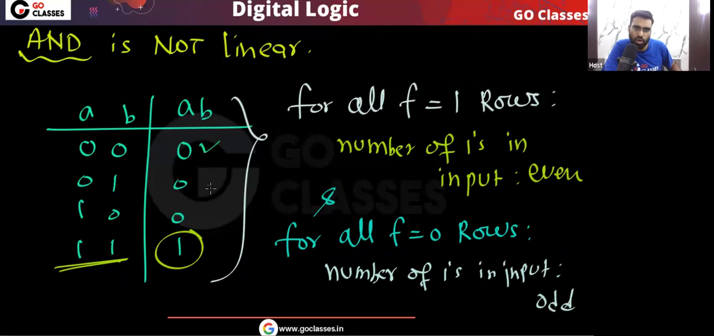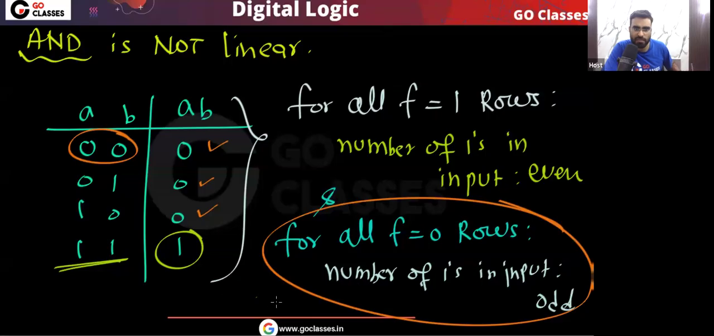For all f equal to 0 rows, in the input, are we getting an odd number of ones? Here the number of ones is odd, here the number of ones is odd, but here the number of ones is even. So this is violated. Yes or no? This is a violation. So that is the reason AND is not linear. Is this clear? Please tell me.